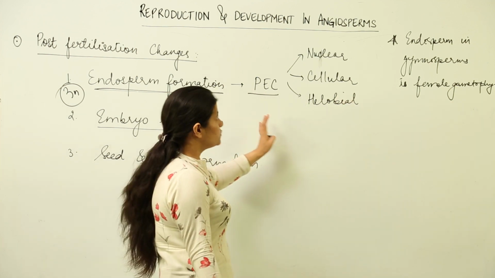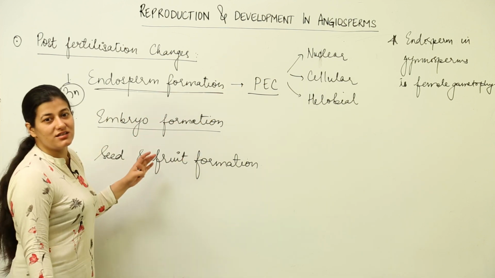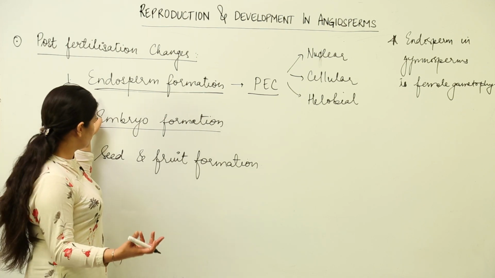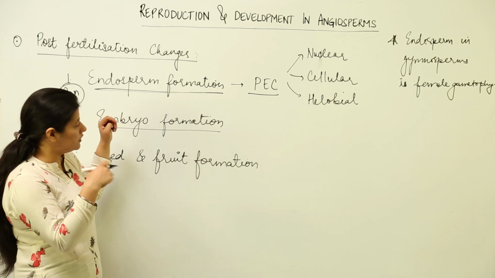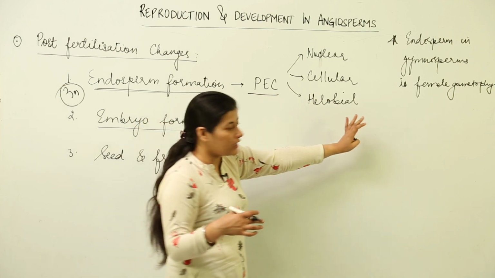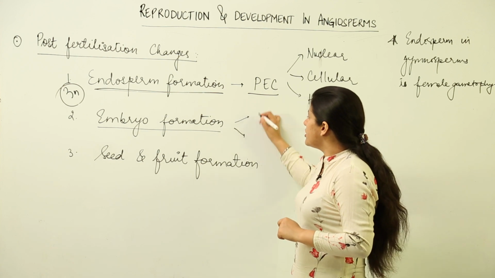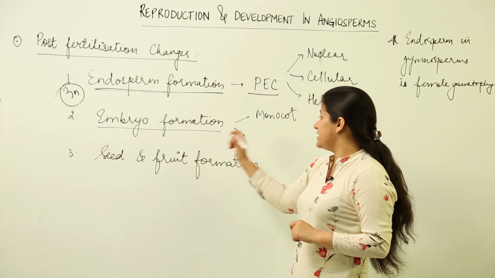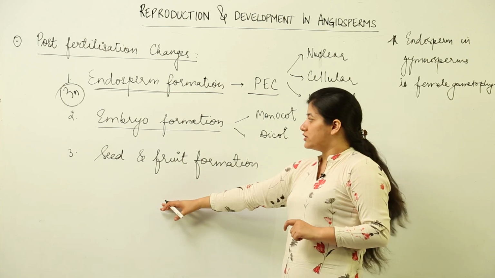But in the case of angiosperms, as the lesson is about angiosperms, the endosperm is a specialized tissue which is having triploid ploidy level and is responsible for formation of nourishing tissue which could be present in 3 of these forms depending on the type of division that has taken place. In the embryo formation, the embryo could be a monocot embryo giving rise to a monocot seed, or it could be a dicot embryo giving rise to a dicot seed.